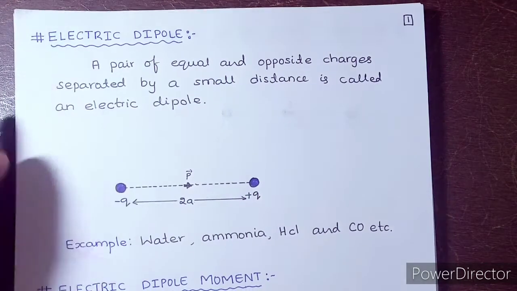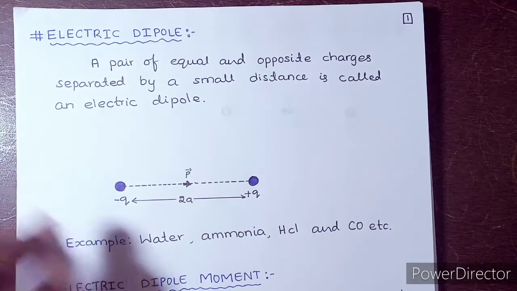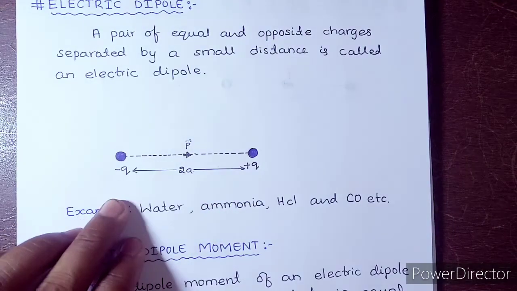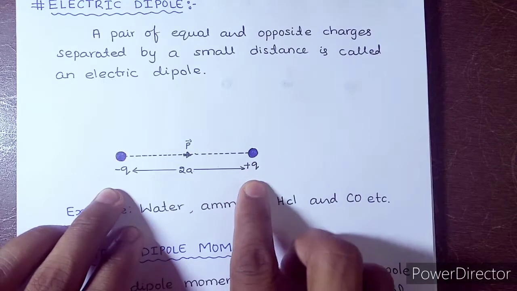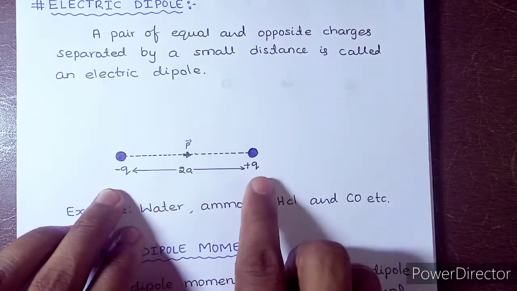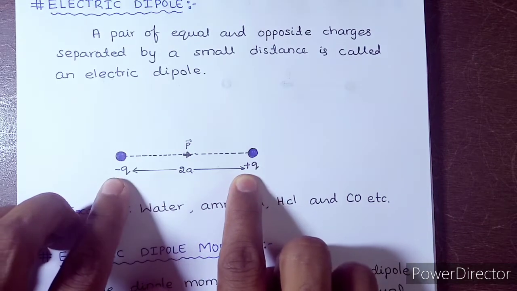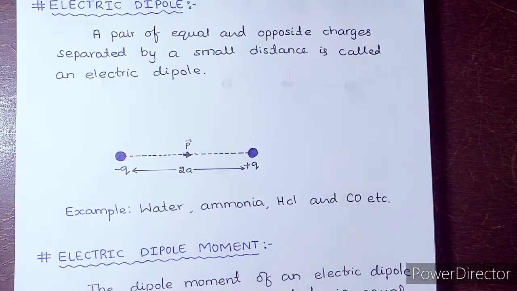Electric dipole is a pair of equal and opposite charges separated by small distance. So that small distance we consider as 2a. Equal in magnitude means like 1 coulomb 1 coulomb, 2 coulomb 2 coulomb, 3 coulomb 3 coulomb, like that, but opposite in polarity. This one is positive charge and this one is negative charge. So equal and opposite charges separated by small distance.